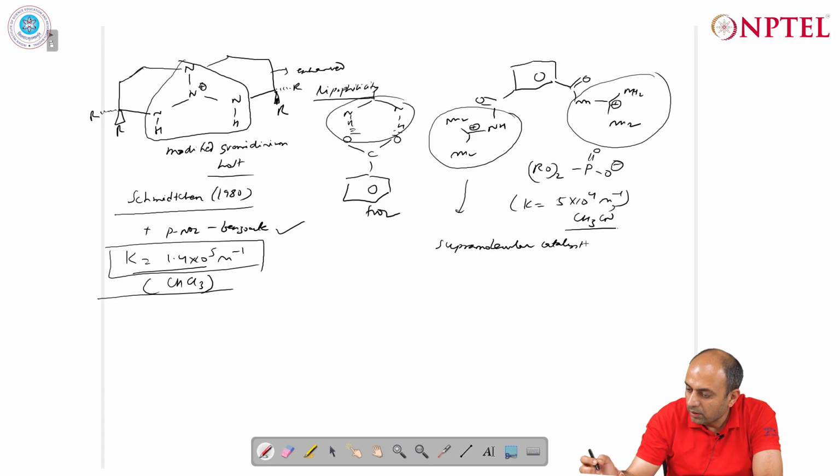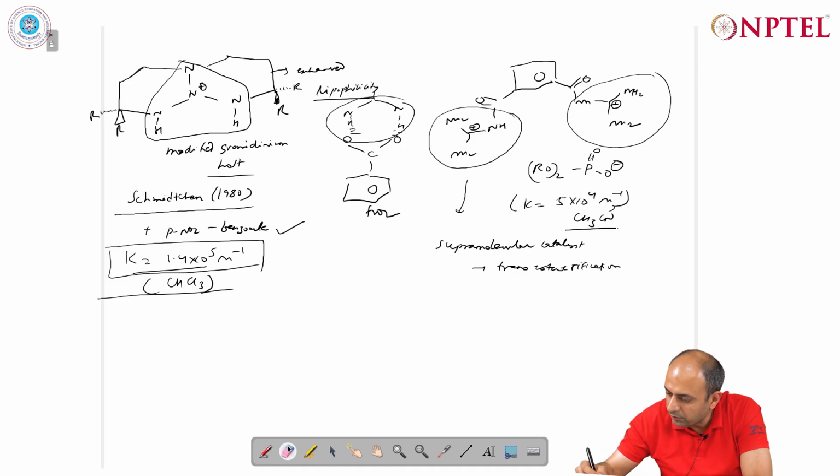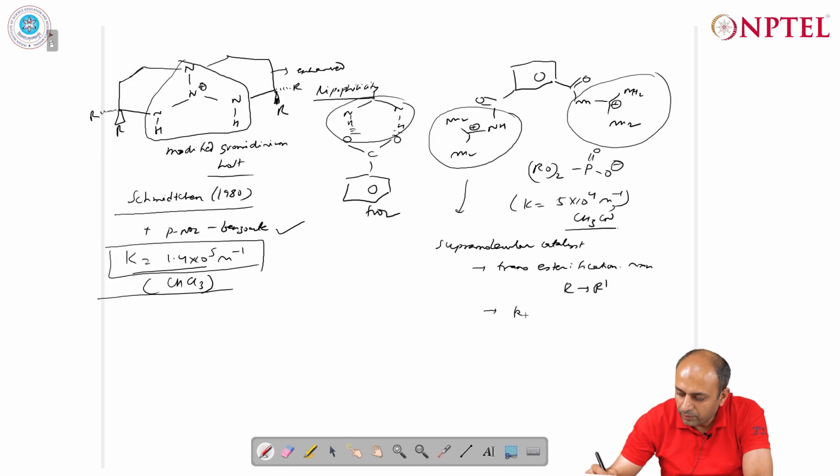this also functions as a supramolecular catalyst, because if you now want to do a trans-esterification reaction, where you replace R with some R prime, then the rate for that particular reaction is 300-fold enhanced in comparison to that of the uncatalyzed reaction. This is the enhancement in the rate.